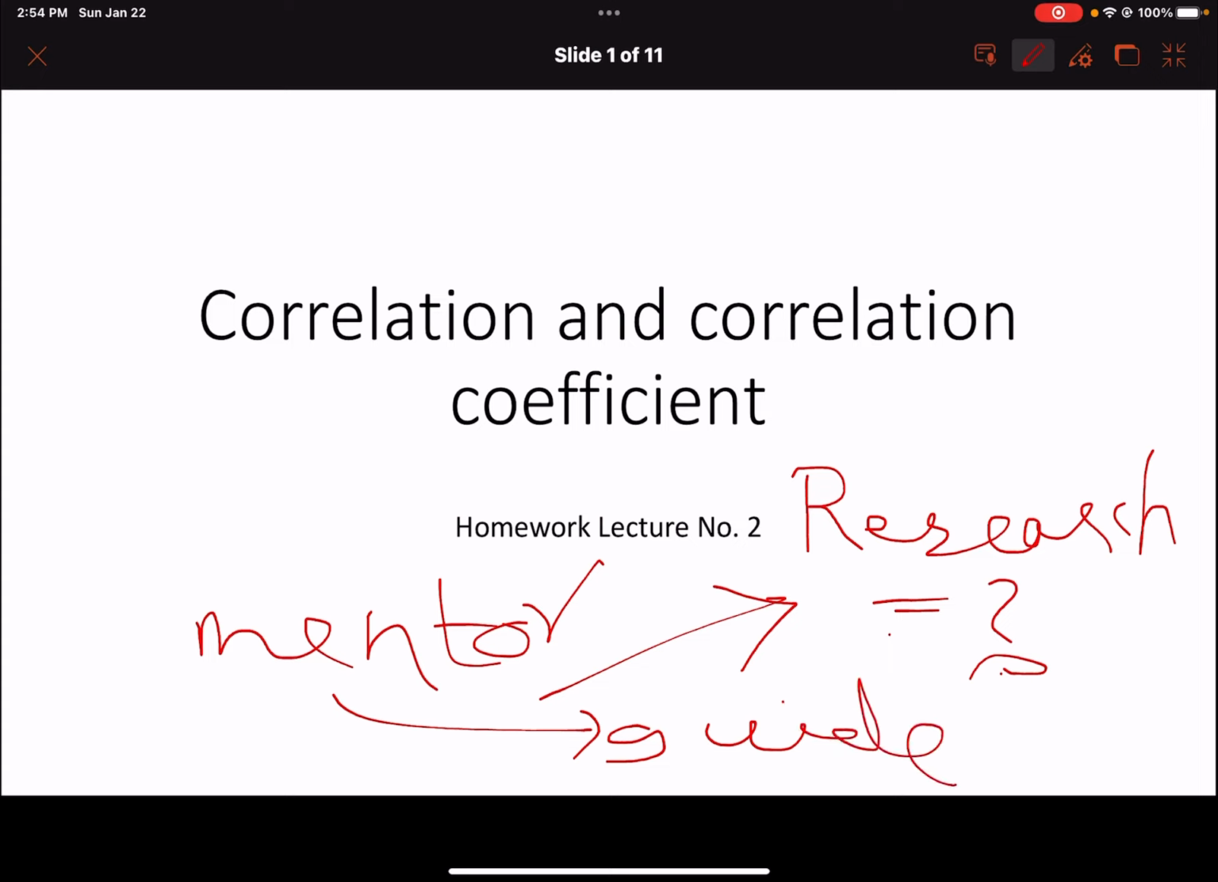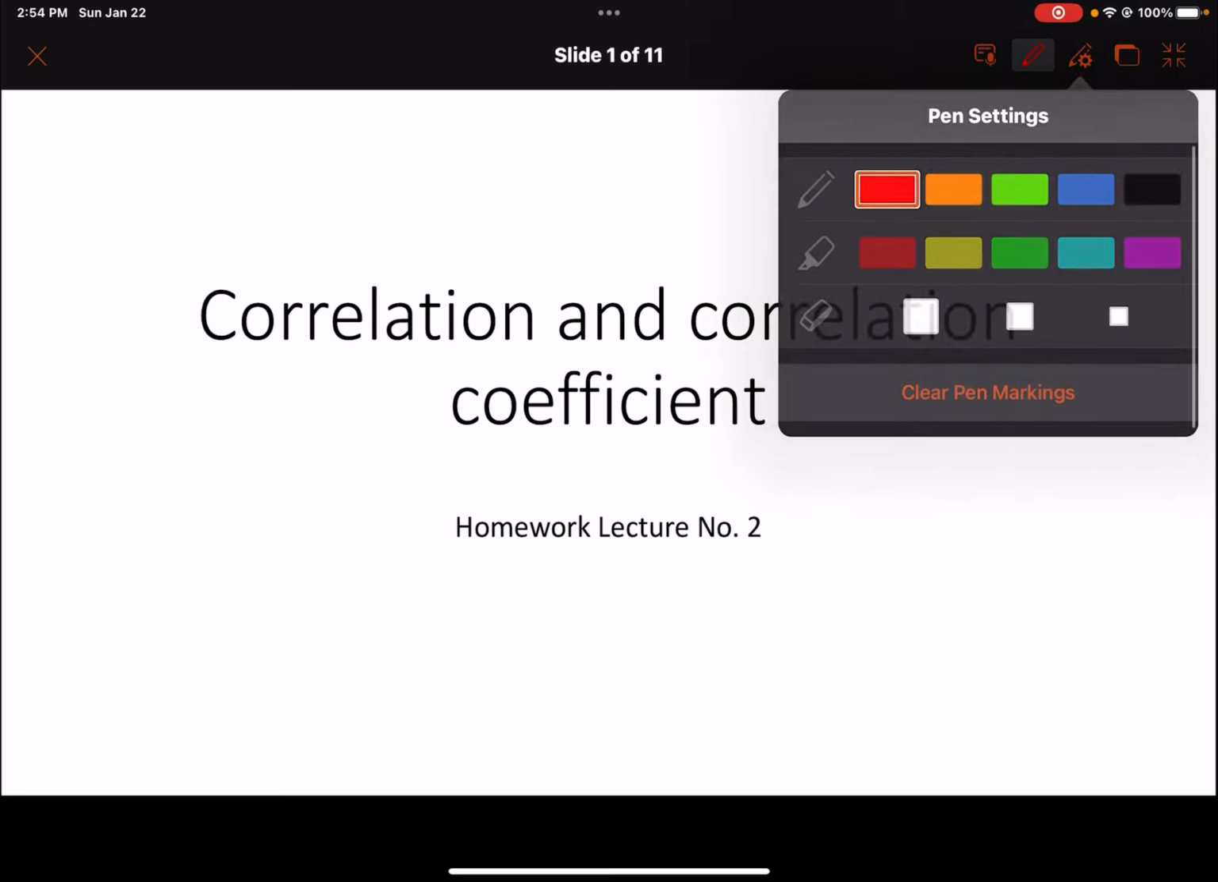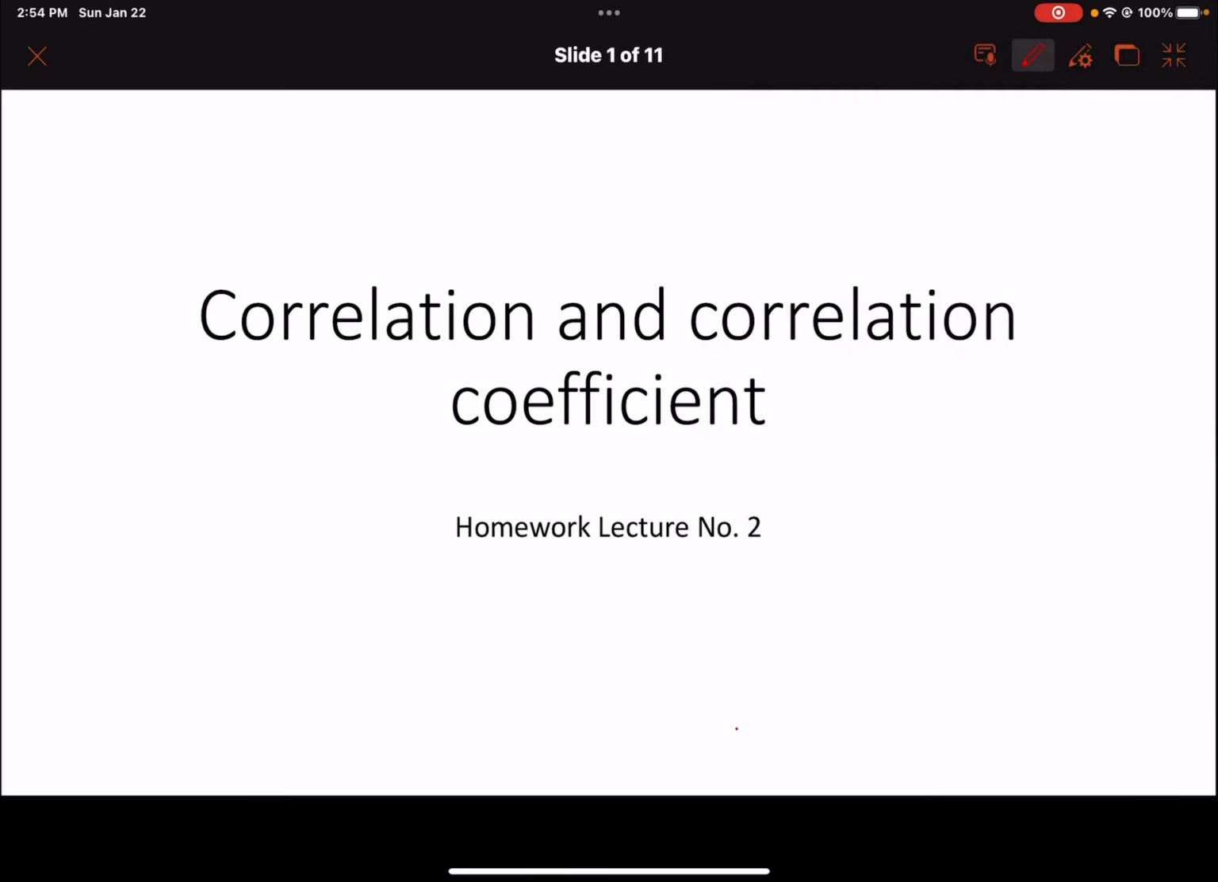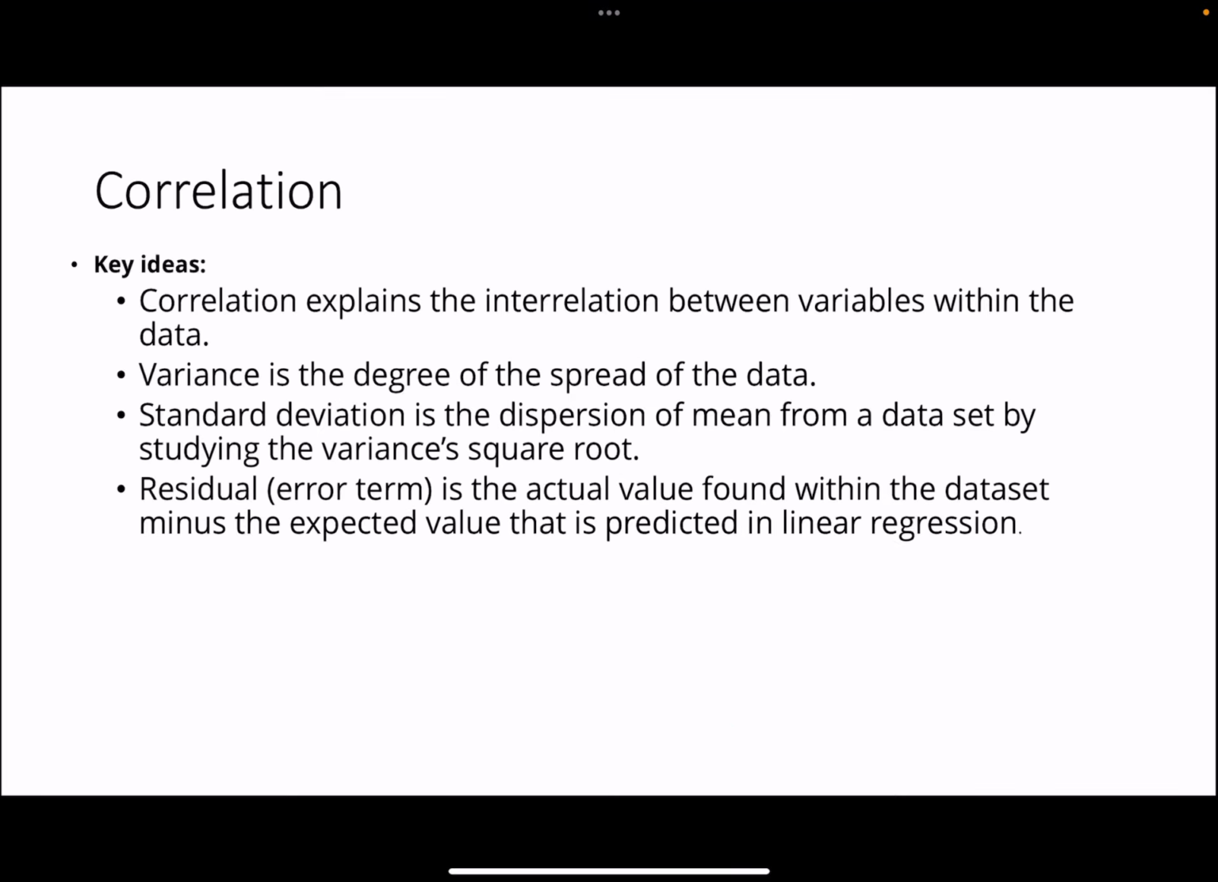So this was the first part of making you understand, I'll give you a little flavor of research. So I hope you have learned something from this exercise.